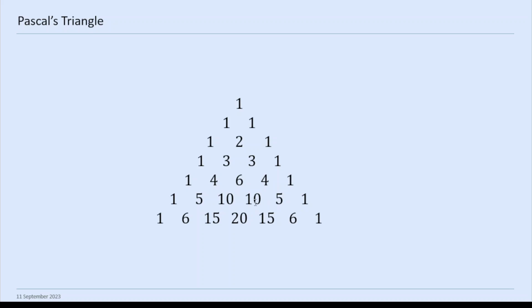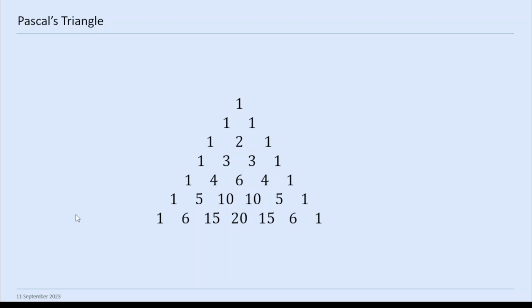The basic idea is that each element is the sum of the two elements above it. So 6 is the sum of 3 and 3. 4 is the sum of 1 and 3, 10 is the sum of 4 and 6, 20 is the sum of 10 and 10. And it keeps on going, so there's another row below that will go 1, 7, 21, 35, 35, 21, 7, 1. We notice that it's symmetric around this central line.